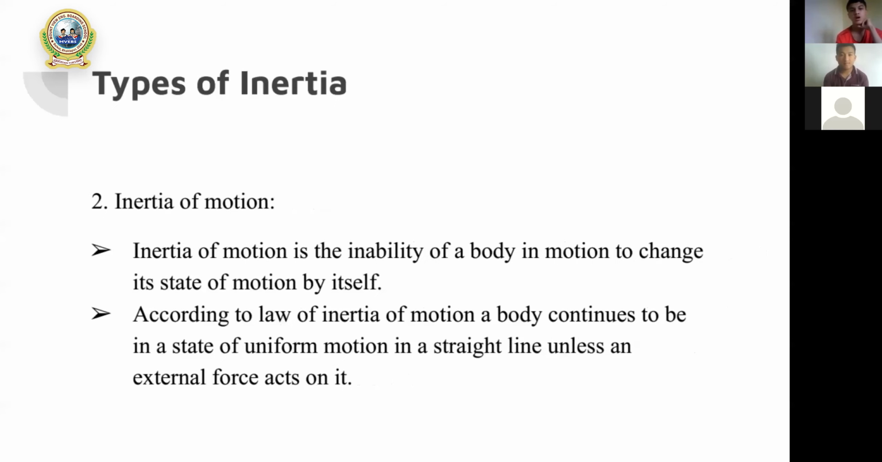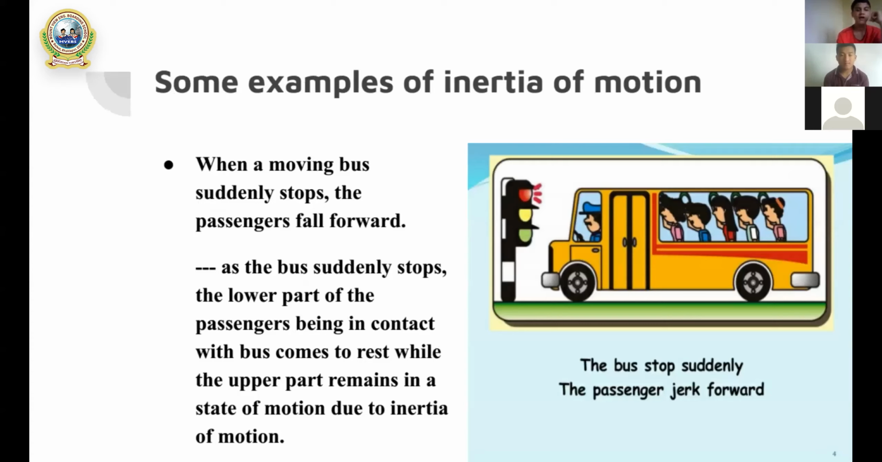Here, first example of inertia of motion. If you look at the picture carefully, you can see the red light is on, on the road by the traffic light, and suddenly a driver applies the brakes, so the bus comes to rest. You can see the effect.